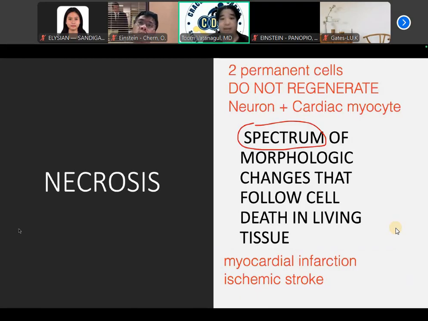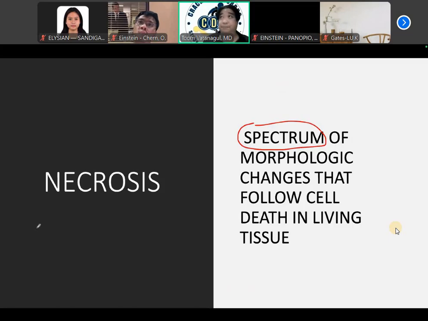Unlike cells that are quiescent, or cells that can regenerate, like the renal tubules, the nephron can regenerate, the hepatocyte can regenerate. But once the hepatocyte reaches a point of cirrhosis, that is already irreversible.